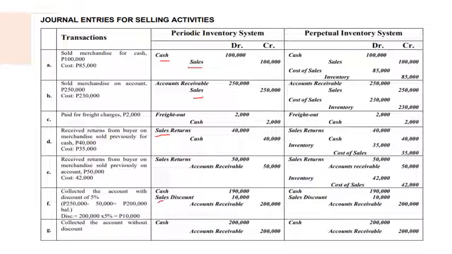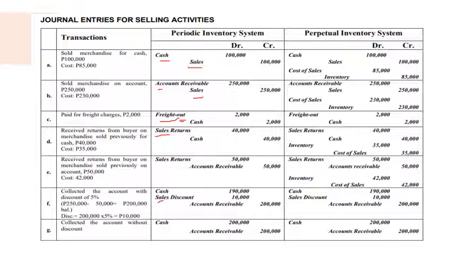If we sell the item on account or on credit, then we debit accounts receivable and credit sales. If we pay for the freight charges or the transportation or the delivery expenses in selling the goods, instead of using freight in, the proper term would be freight out. If we are the seller, it's freight out. If we are the buyer, that's freight in.